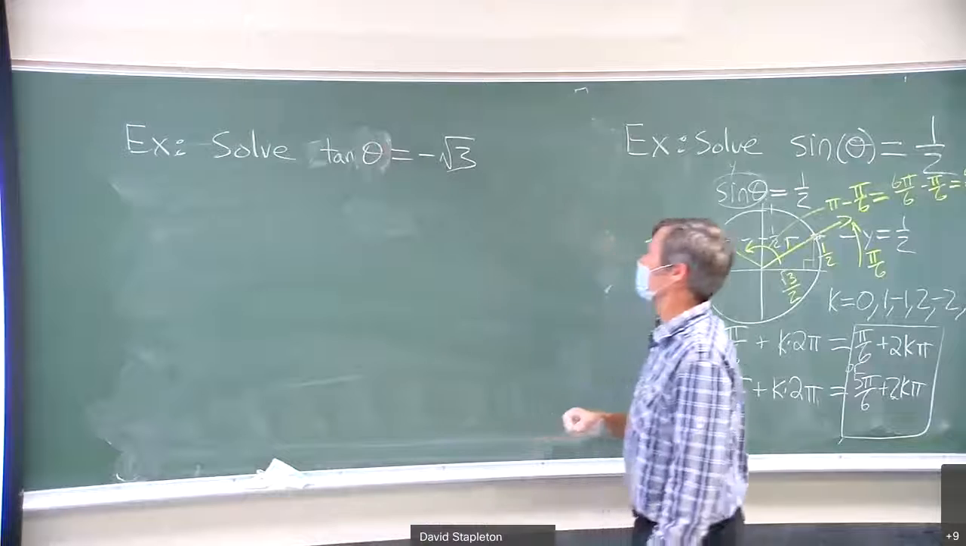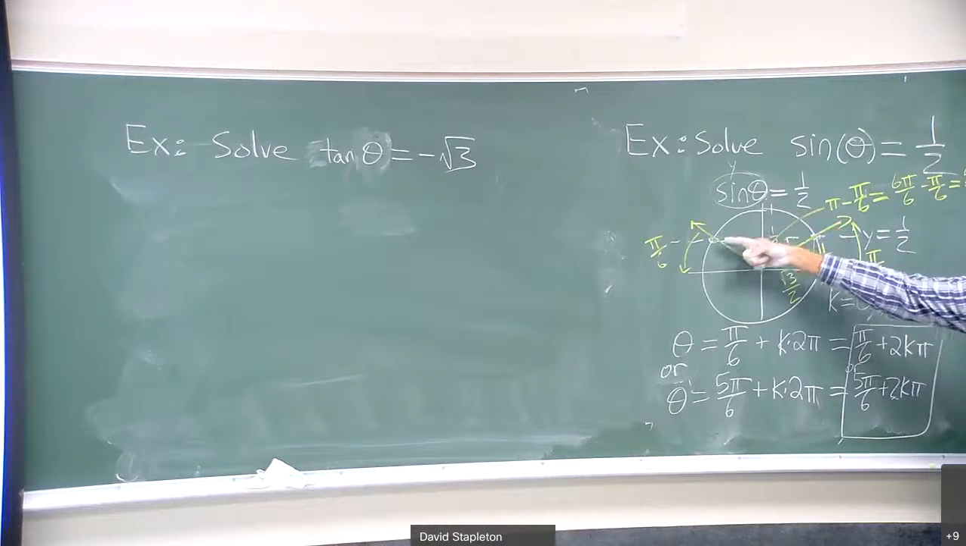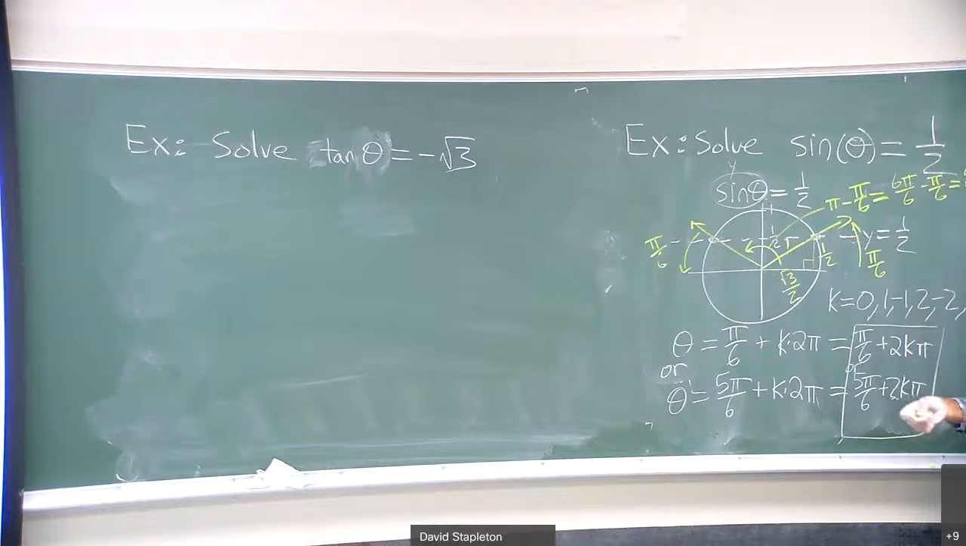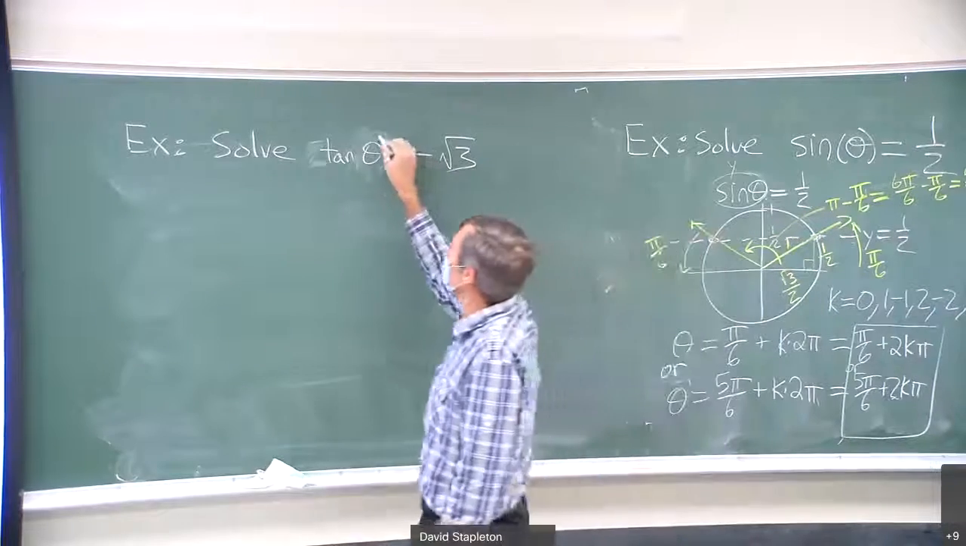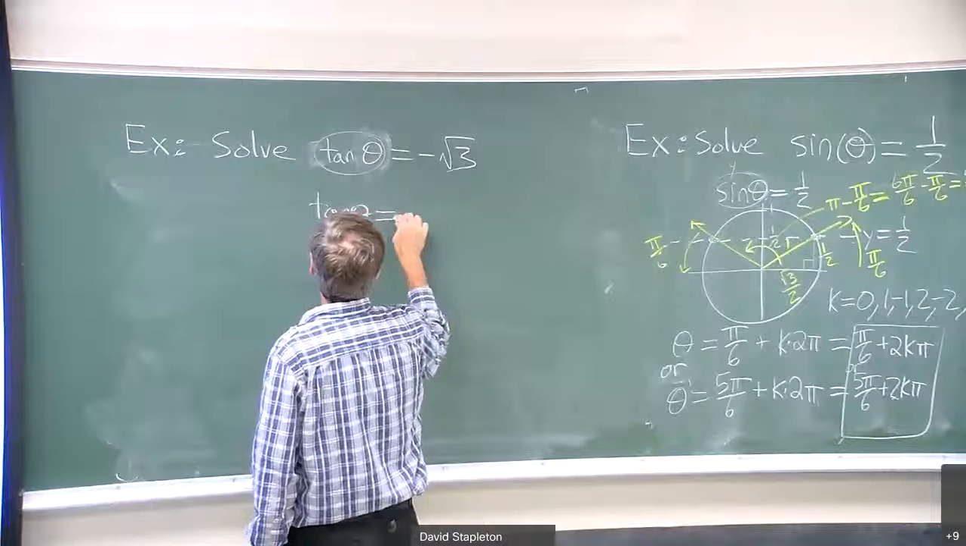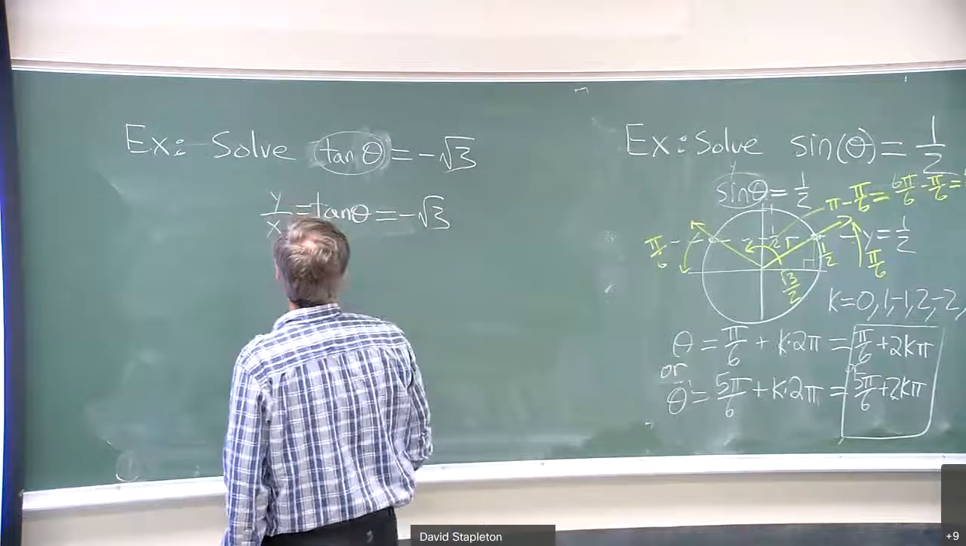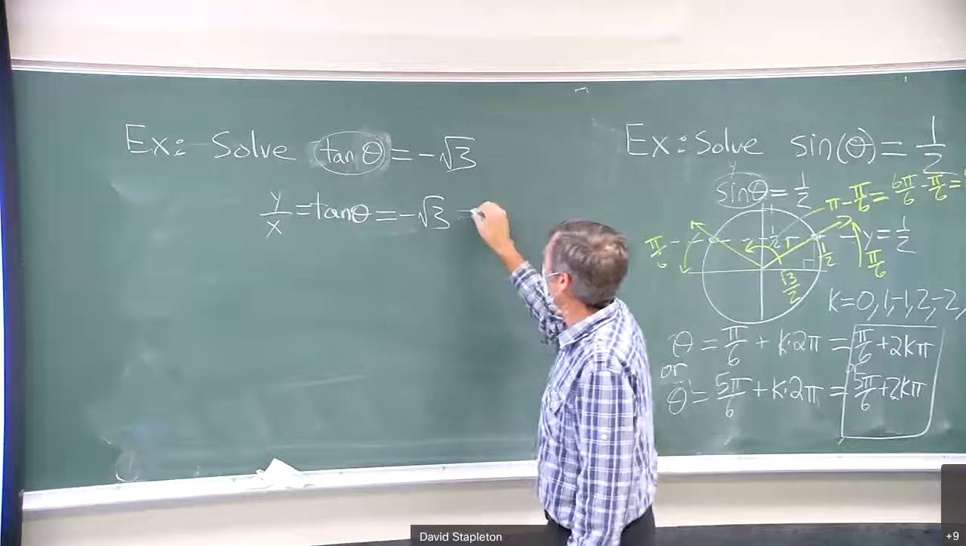So tangent theta is minus square root 3. How do I solve that one? It's harder because sine was the y coordinate. I could just draw this horizontal line, but alas, tangent, not so, right? Tangent is y over x. So all right, tangent theta equals minus square root 3 is supposed to be y over x on the unit circle. So I know what I'm doing, right?